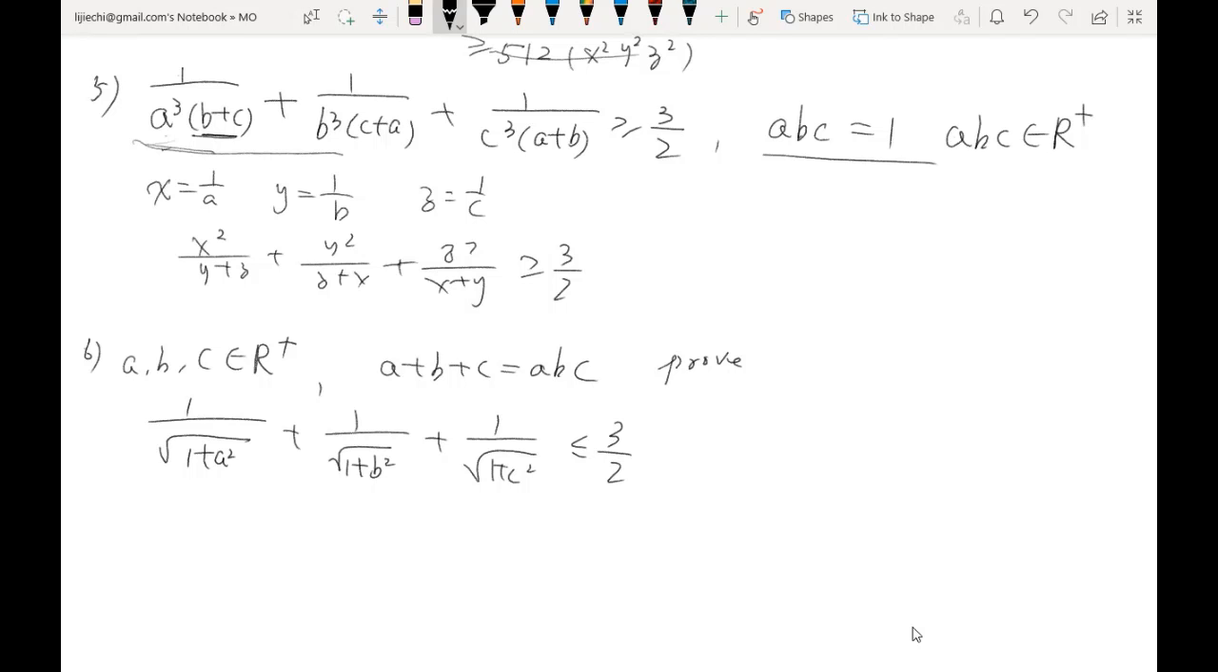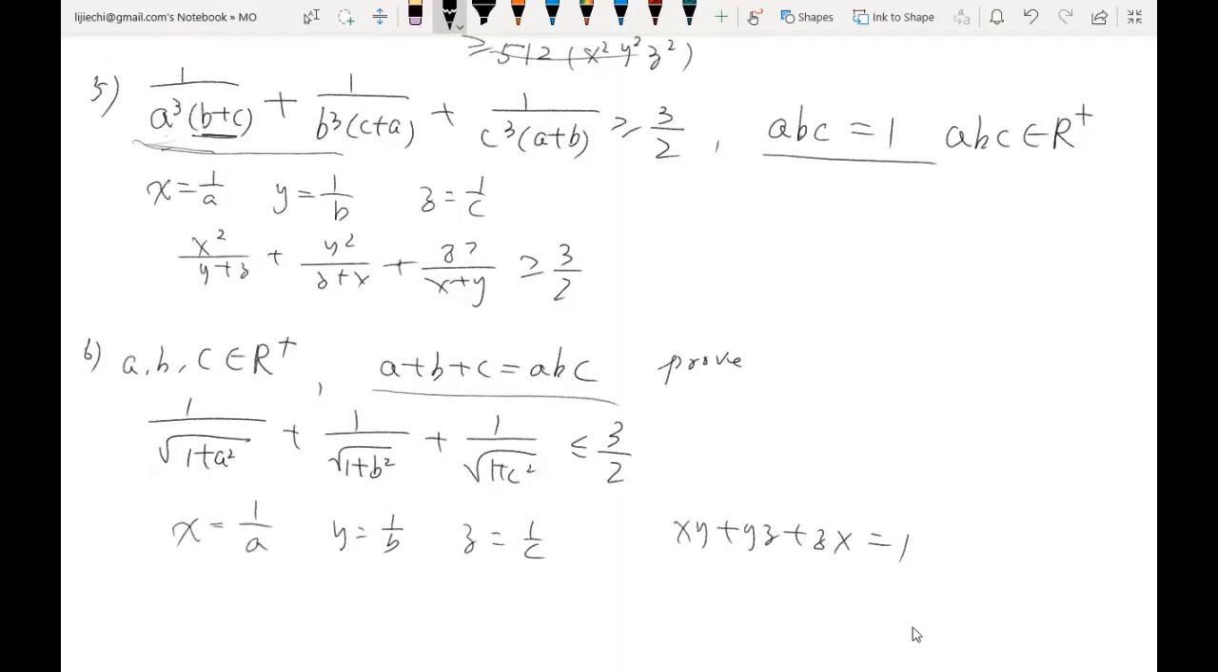And if you are familiar with this, you could also use trig substitution to do this one. Probably it's easier, but you could also do just the normal substitution: x equal 1 over a, y equal 1 over b, z equal 1 over c. Then this thing, a plus b plus c equal their product, you will get xy plus yz plus zx equal 1.